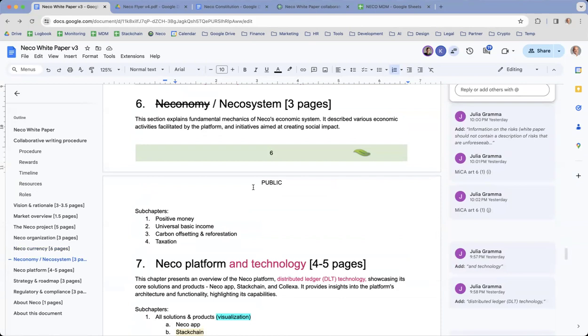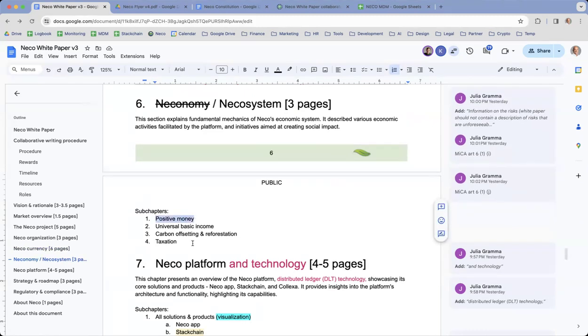So this part, the Neco currency, is probably one of the core parts of the white paper. The next is the Neco system, our vision of a sustainable financial system. In this chapter, we talk about positive money, the difference of Neco, which is positive money, to fiat, which is negative money because it's generated from debt. It's a system full of debt, whereas our system is completely free of debt, at least public debt. Personal debt is a different topic. And then the social part, universal basic income, and the environmental part, the carbon offset and reforestation. We will probably cover the topic of taxation, our new suggestion for a taxation based on resource consumption.